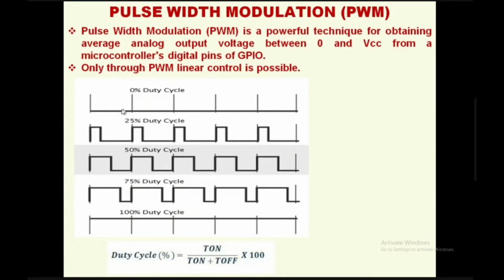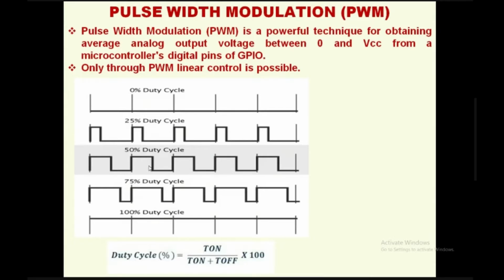Here it is 0% duty cycle. Here it is 25% duty cycle. As the bottom row shows, duty cycle is T on divided by T on plus T off, into 100. Duty cycle is represented only as a percentage. So on time by total time, into 100, is our duty cycle. Here 25% of the time is on and 75% of the time is off. Hence it is a 25% duty cycle PWM waveform.